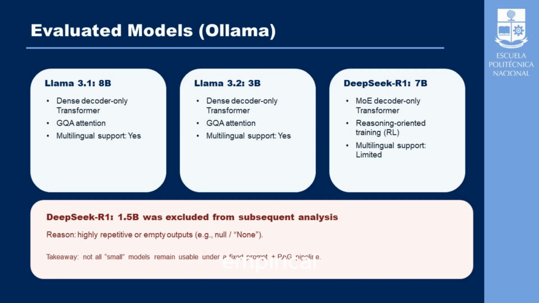An important empirical finding appears immediately. DeepSeek R1 at 1.5 billion parameters produces outputs that are often empty or highly repetitive under the fixed workflow. From an operational perspective, this is a key reminder. A model can be small and open source, but still fail on reliability.